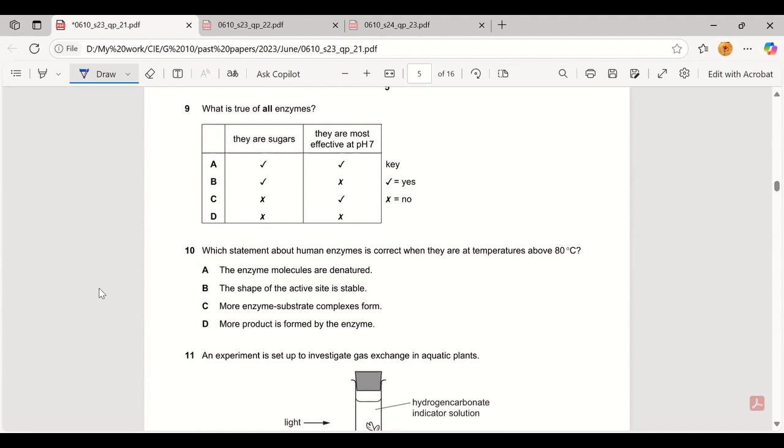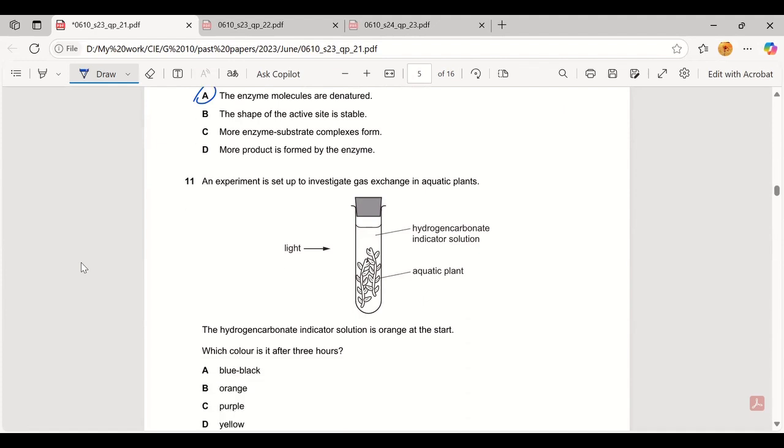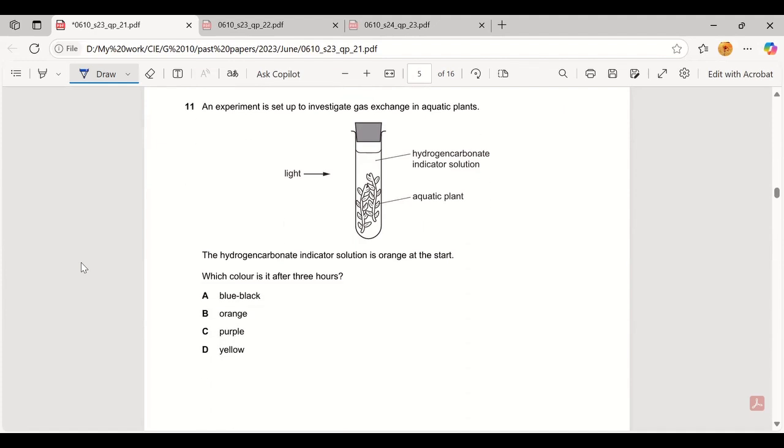What is true of all enzymes? Mariam? D. D, yes. Which statement about human enzymes is correct when they are at temperatures above 80? Yumna? A. A, yes. An experiment is set up to investigate gas exchange in aquatic plants. It's only an aquatic plant without a snail.